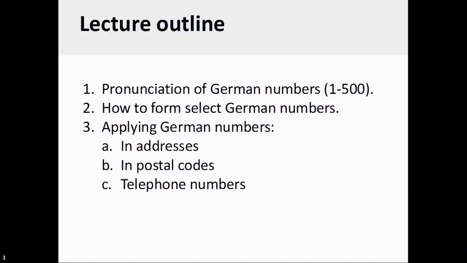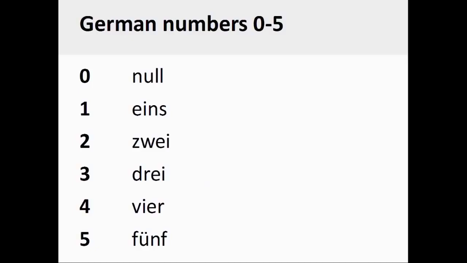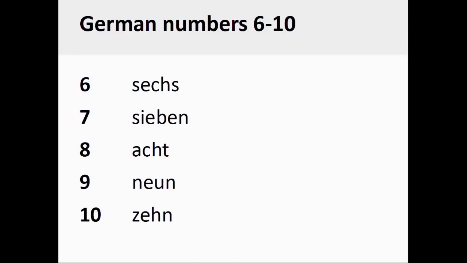Let's get started. The German numbers 0 through 5 are pronounced 0, 1, 2, 3, 4, 5. The German numbers 6 through 10 are pronounced 6, 7, 8, 9, 10. You will note that the numbers 0 through 10 are formed in a manner that is very similar to English.